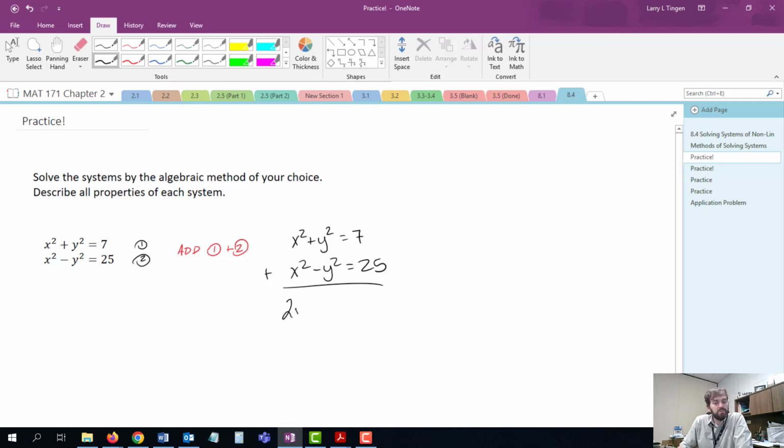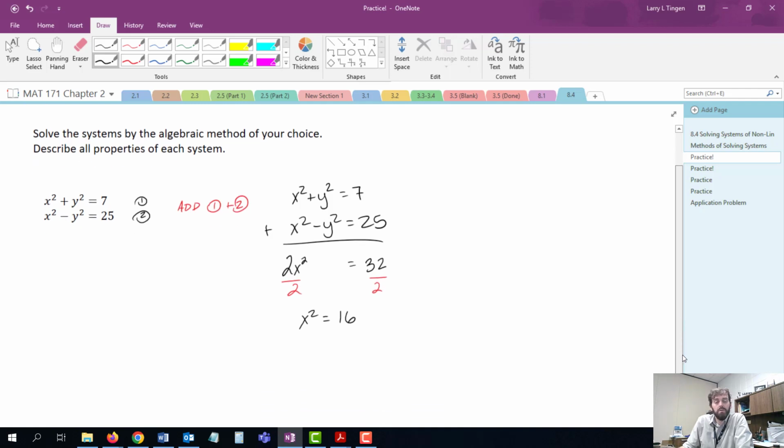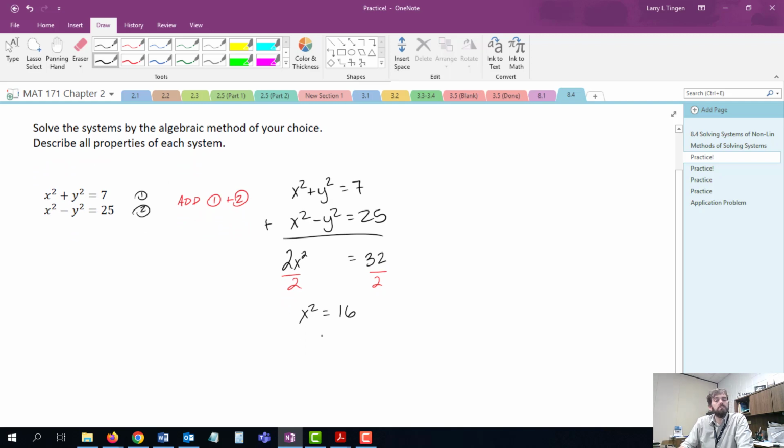X squared plus x squared is 2x squared. Y squared plus negative y squared is 0. And then 7 plus 25 is 32. I want x by itself, so it's currently being multiplied by 2. So I'm going to divide by 2, and I'm going to end up with x squared is equal to 16. And what's next? If I want to get x by itself, I have to take the square root of both sides, meaning that x is equal to the positive and negative square root of 16, which is positive and negative 4.